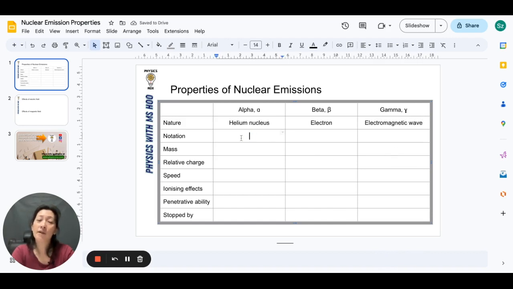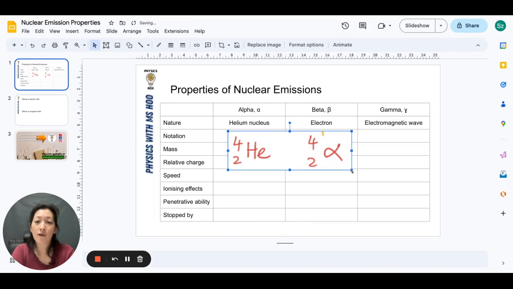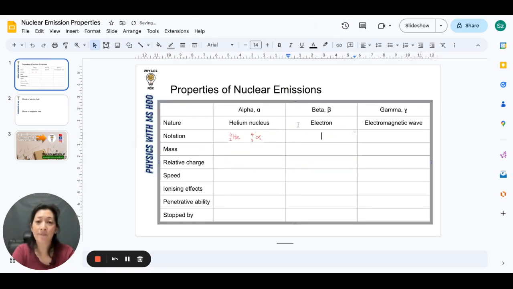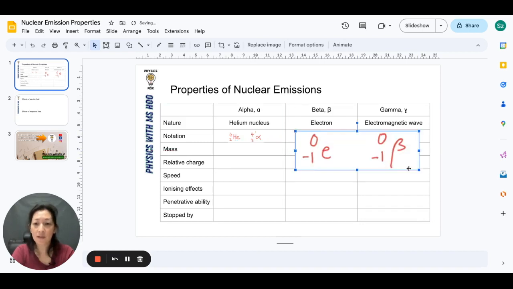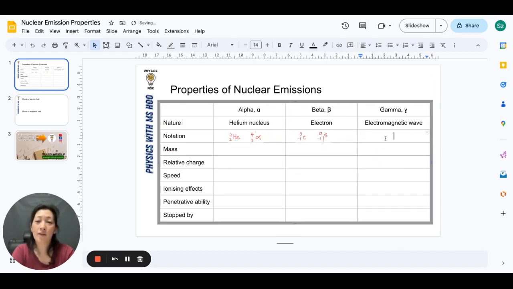The notation here refers to the nuclide notation. So I'm going to take this from the previous slide. Basically, you write it in the form of A Z X. So helium nucleus is written as 4 2 He, or you can write it as 4 2 alpha. Beta is written as 0 minus 1 e, or 0 minus 1 beta. Gamma doesn't have any nuclide notation because it doesn't have a proton or neutron or any particle. So you just write the symbol, that's fine.